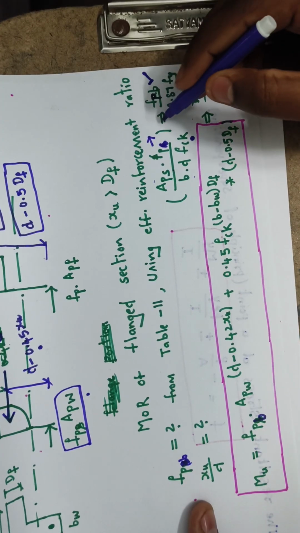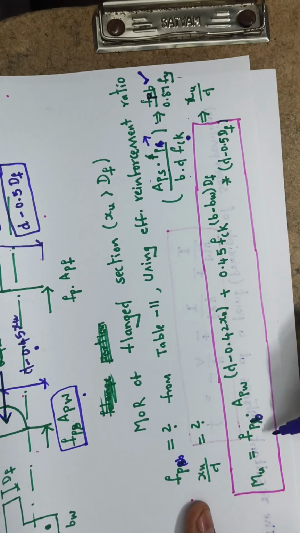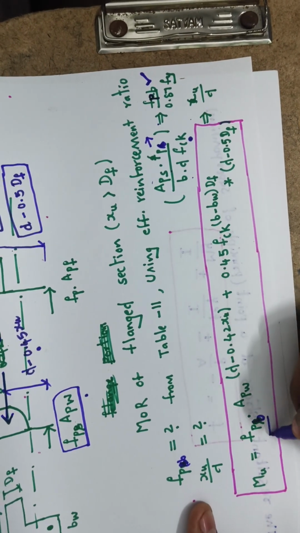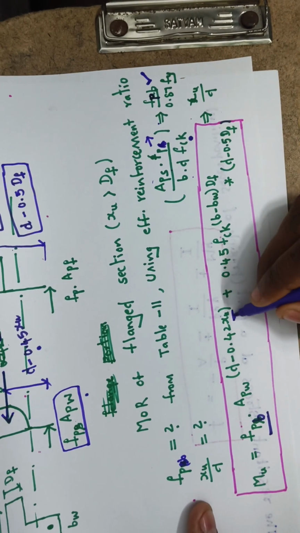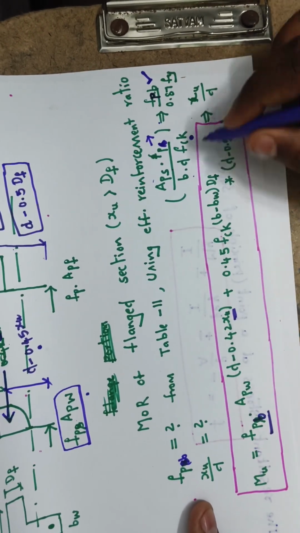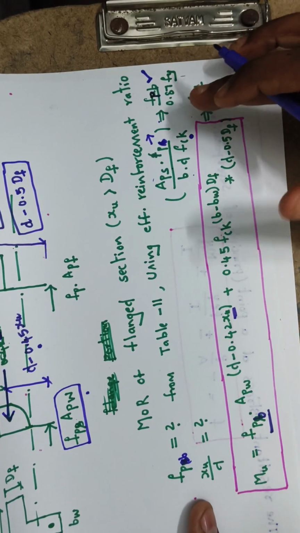And from the same table, we can also determine the xu by d value. Once we know the fpb and xu values, we can simply substitute them, and then we will be able to determine the moment of resistance, right?